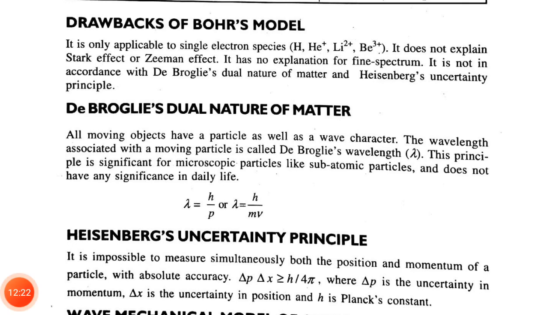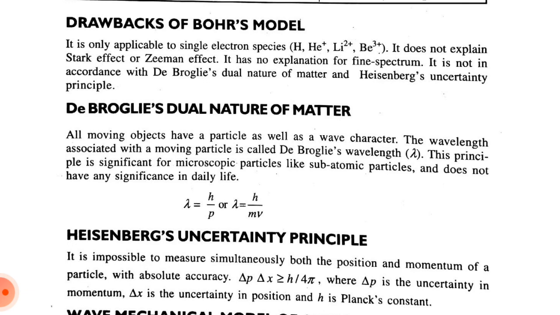Drawbacks of Bohr's model. It is only applicable to single electron species: H, He⁺, Li²⁺, Be³⁺. It does not explain the Stark effect or Zeeman effect. It has no explanation for fine spectrum. It is not in accordance with de Broglie's dual nature of matter and Heisenberg's uncertainty principle.